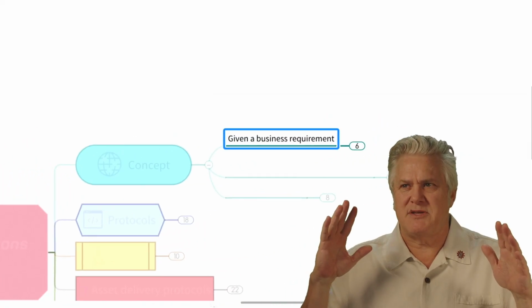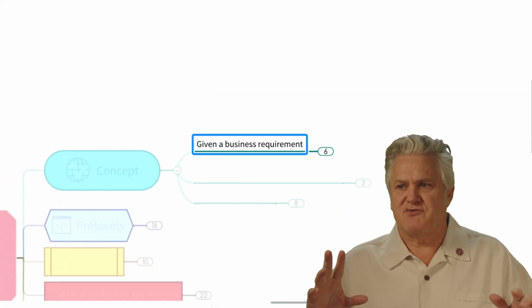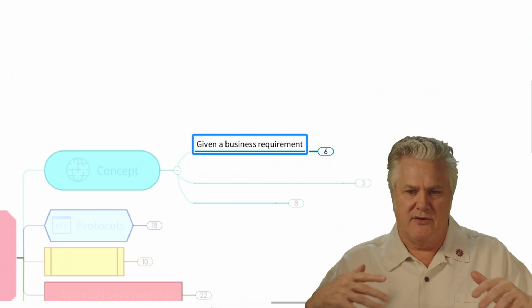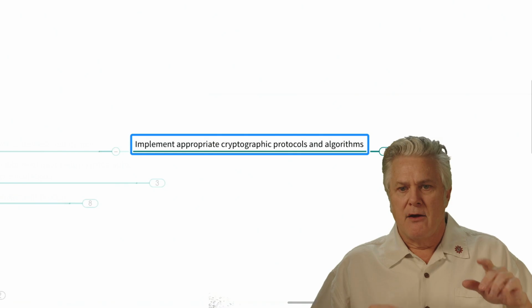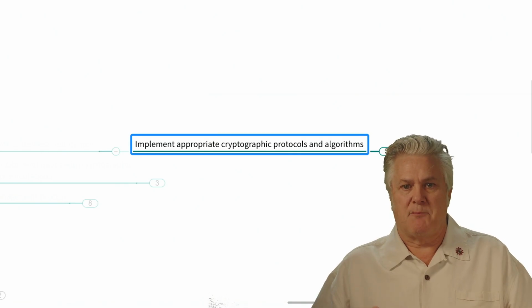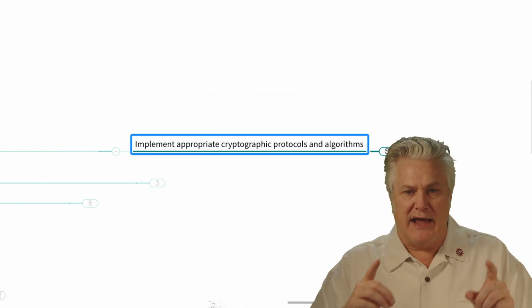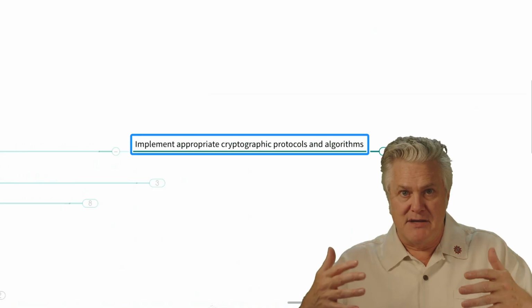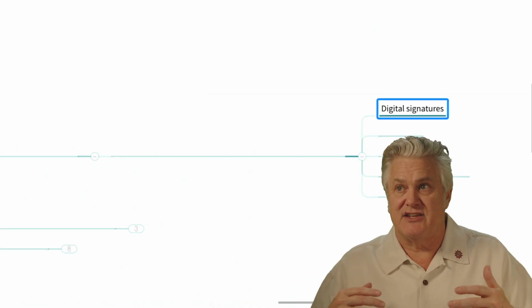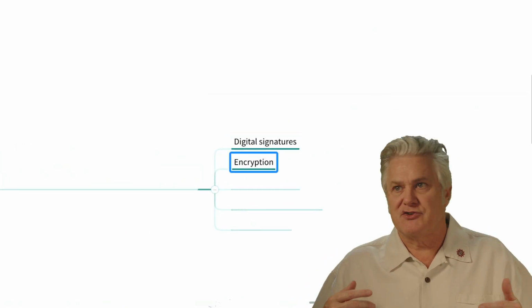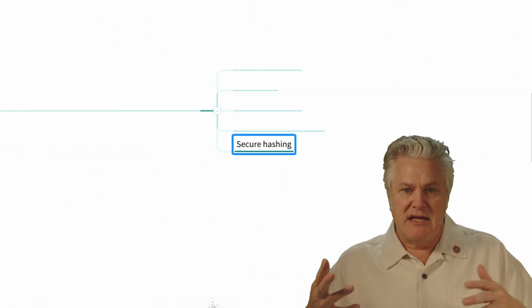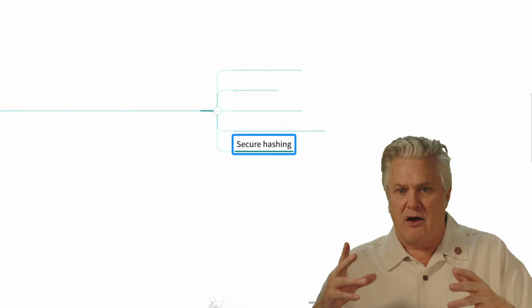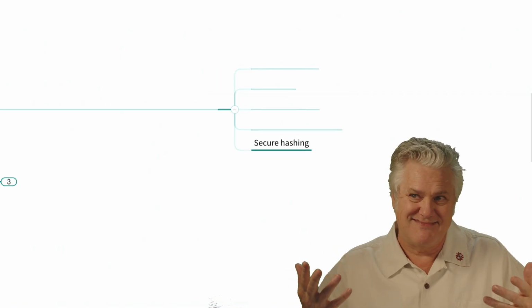Okay, concept here. You're given a business requirement. What's that look like? It says, hey, you have to go ahead and solve this problem right here. What you need to do is implement the appropriate cryptographic protocols and algorithms for that business, just enough security to get the job done. That may be digital signatures, encryption, key management, message authentication, and even secure hashing. So you've got to figure out which of these you're going to use, and that's really what we're going to do here.